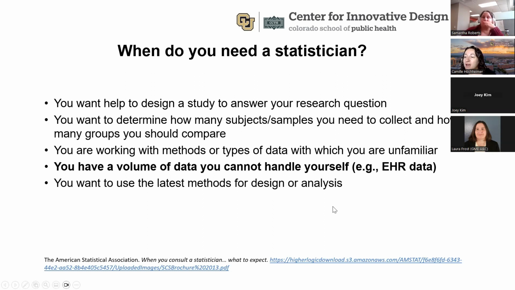Okay, so like I kind of mentioned earlier, we really are trained to help at all stages of the research process. Some people don't realize that biostatisticians and statisticians are really trained in everything from the initial study design all the way through to the final analysis and all of the little pieces in between.